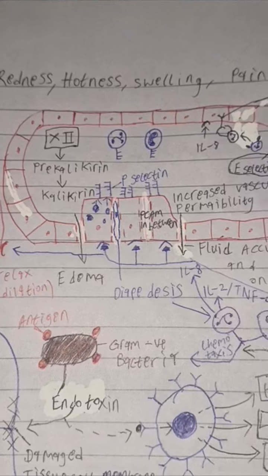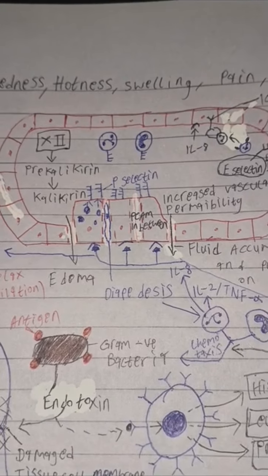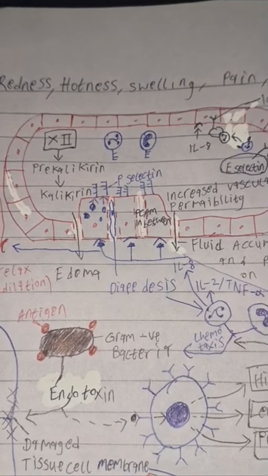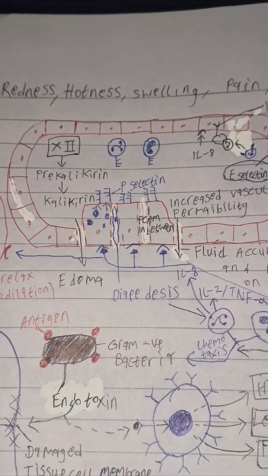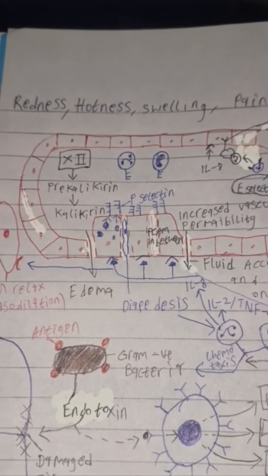Now, in the last video I made about inflammation, I talked about the different things we'll be looking at in inflammation, and in this video we're talking about the first part, which is the vascular events. So what are the things that happen during the vascular events?